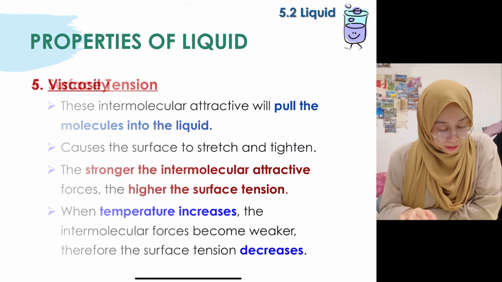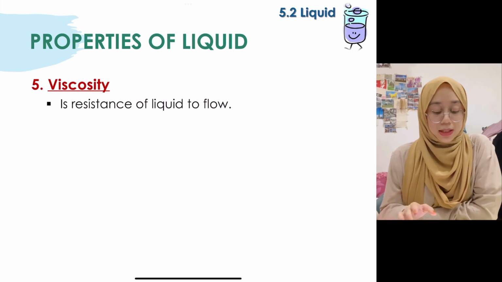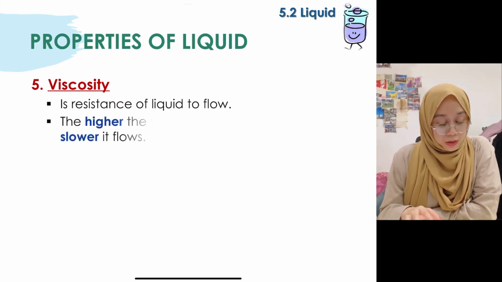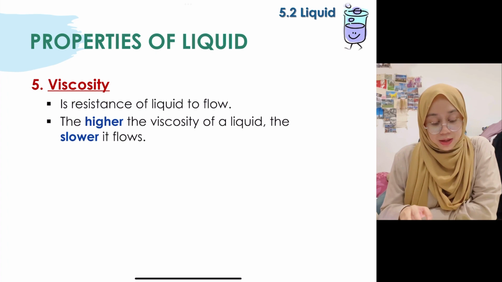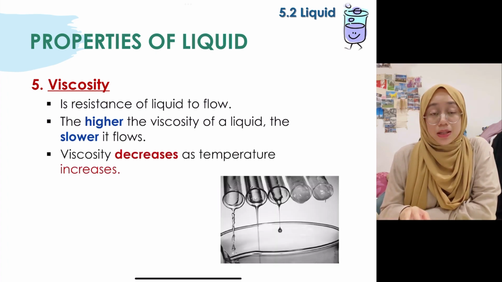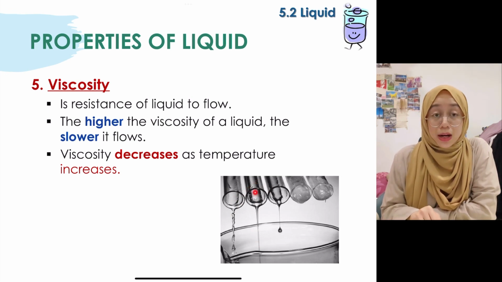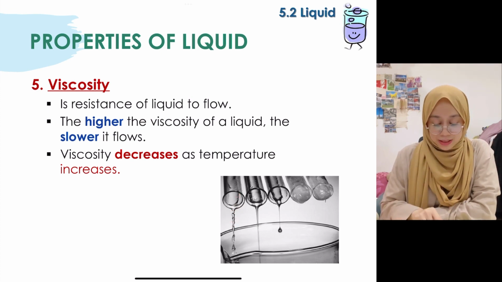Okay. So in terms of viscosity pula, so viscosity is the resistance of liquid to flow. So the higher the viscosity of a liquid, the slower it flows. Okay, so viscosity decreases as the temperature increases. So kalau kita tengok kat sini ada beberapa jenis liquid kat sini. Okay, semua ni adalah liquid, tapi yang ni yang paling mudah nak flow kan. Okay, yang ni kita boleh nampak macam okay sikit tapi like adalah lain sikit. Okay, yang ni langsung tak bergerak, yang dua kat tepi ni.